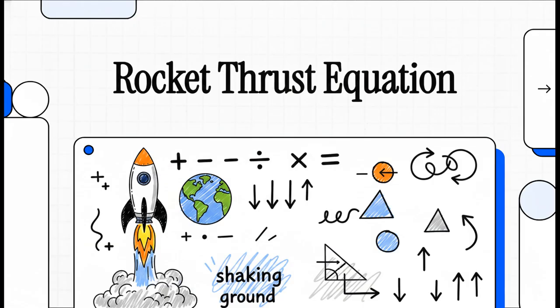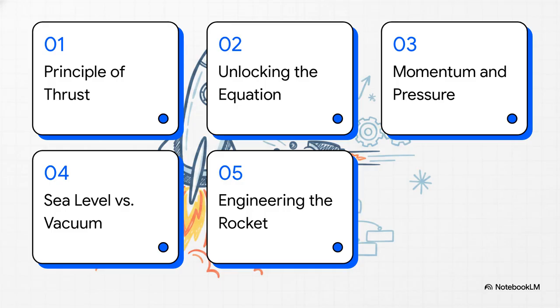But behind all that smoke, the noise, and the sheer spectacle of a rocket launch lies something incredibly elegant. It's not magic, it's math. Today, in this explainer, we're going to strip away the fire and the fury to look at the very anatomy of a launch. We're going to completely demystify the single most important mathematical formula in aerospace engineering, the rocket thrust equation. Okay, let's dive right into this.